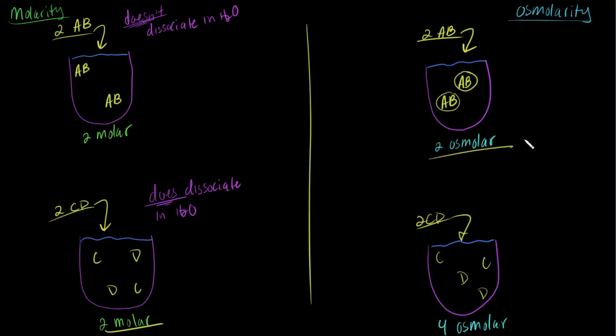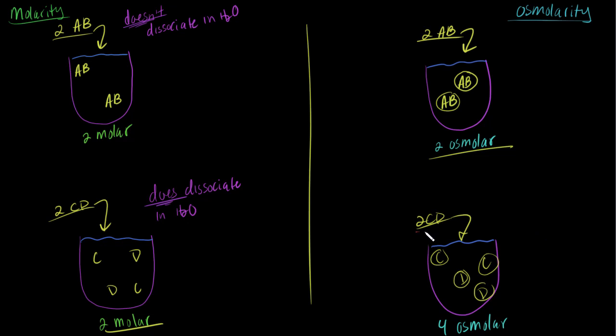And so as far as things floating around are concerned, we have 2 moles of things floating around, so it's a 2 osmolar solution. But when you come down here, and we know that CD, the molecule, does dissociate, water will sequester it and pull it apart, well now how many things do you have floating around in solution? You have 1, 2, 3, 4 things floating around in solution, so you have a 4 osmolar solution.